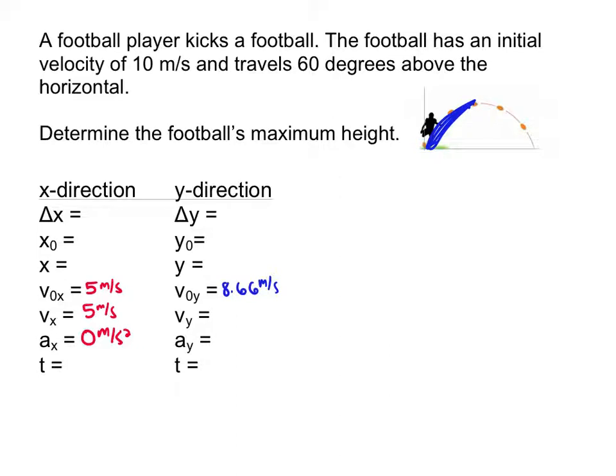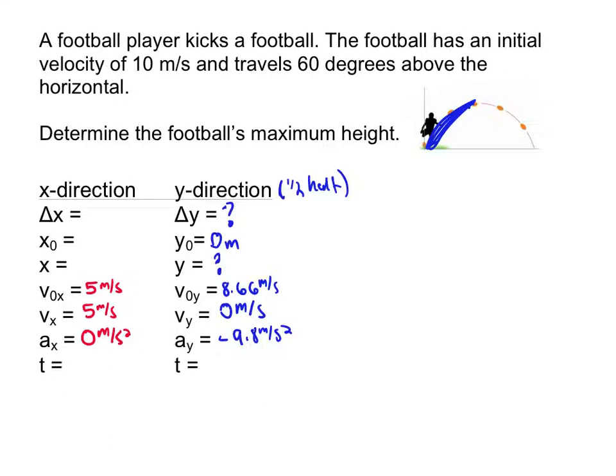We know at the top, so first half, let's say, at the top our final velocity in the y direction is 0 meters per second. Its acceleration is negative 9.8 meters per second squared. And right now, we are interested in finding its vertical displacement. In honors, we'll say that it starts off at a height of 0, and we want the y final.